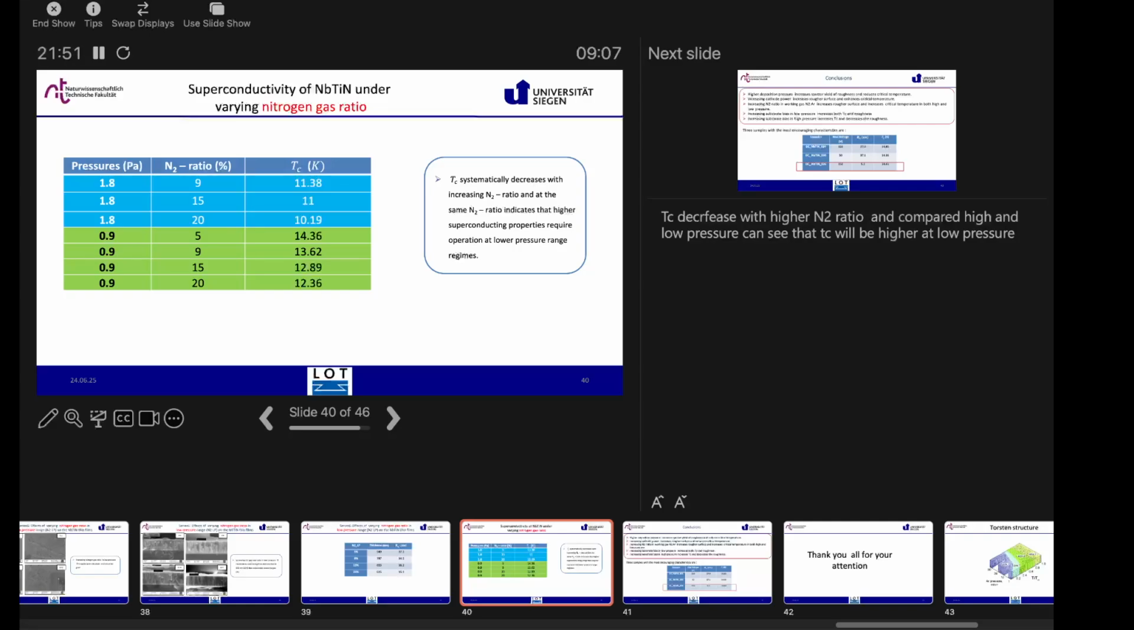Now we're coming to the superconductivity of varying nitrogen gas ratio in both high pressure and low pressure. For high pressure, if we increase the N2 ratio, we see that Tc will decrease. This trend also occurs in low pressure at 0.9 Pascal: when we increase the ratio, Tc will decrease. And when we compare at the same N2 ratio, in this case maybe 9, we see that Tc from low pressure is higher than Tc from high pressure. What does it mean? It indicates that high superconducting property requires operation in the low pressure range.